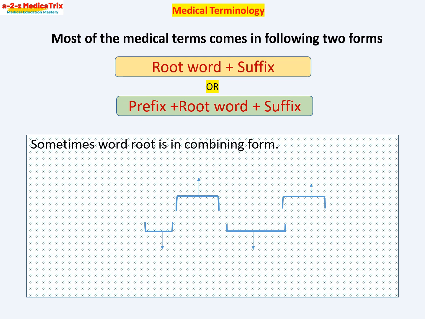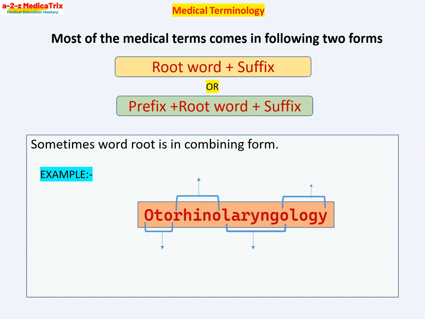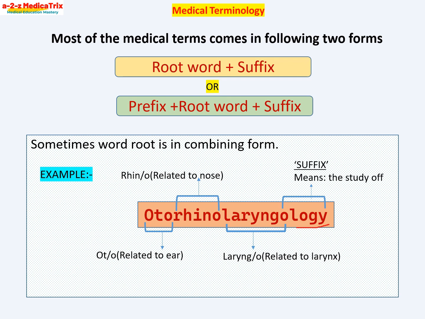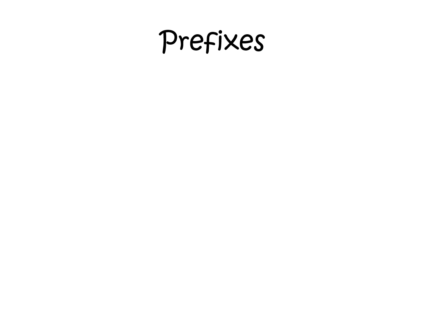Sometimes medical terms or root words come in a combining form. Let's take an example, otorhinolaryngology. In this you can see there are different root words in a combining form. First, oto, which is related to the ear, then rhino, related to the nose, then laryngo, related to the larynx. Then at the end it is ology, which is a suffix meaning the study of. So in this word, there is no prefix, only a suffix.